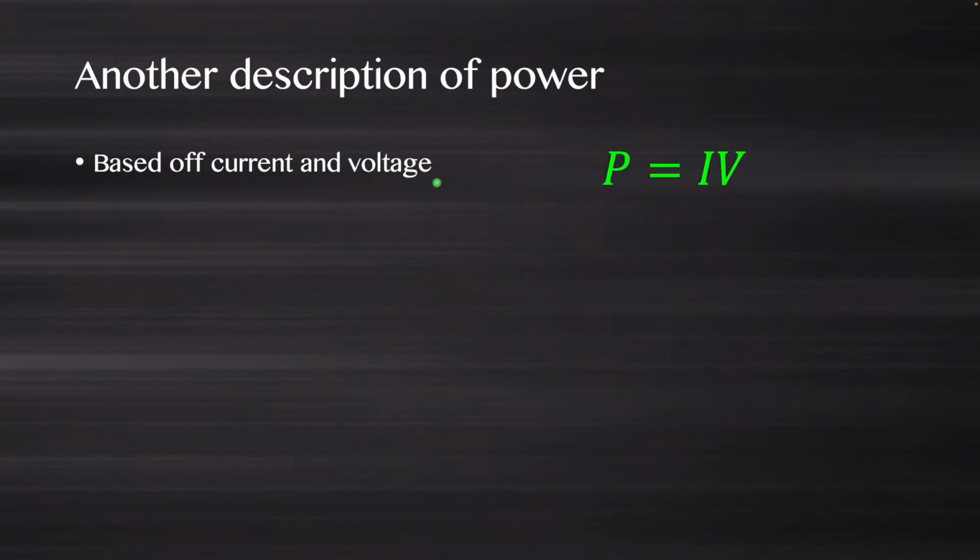But we can look at another description of power now relating to volts, as we saw before. So we can relate to the current and the voltage in a circuit. And this formula is going to be power is equal to the current multiplied by the voltage. That's another way to get power if we don't have energy and time.